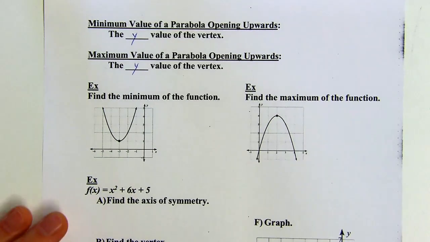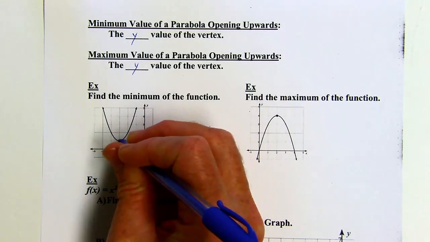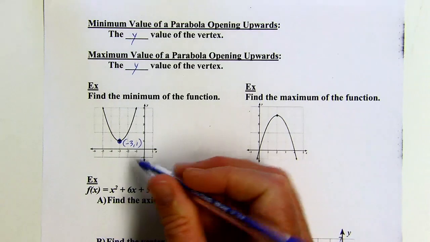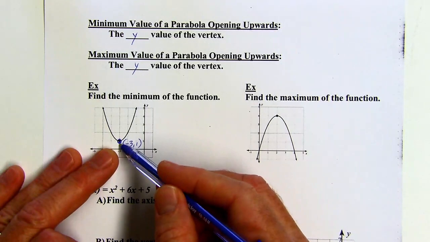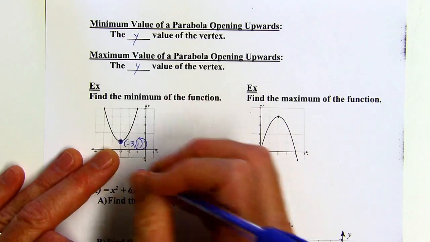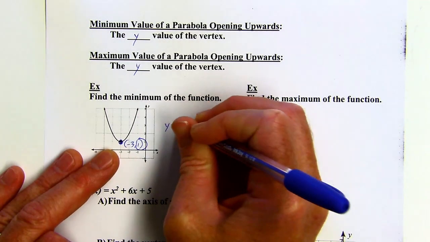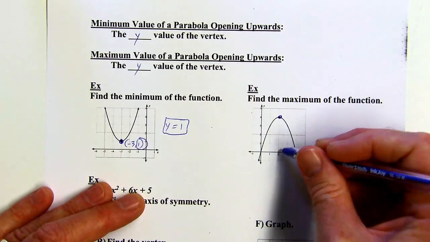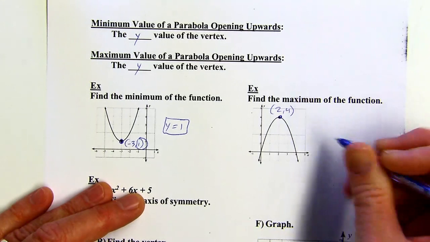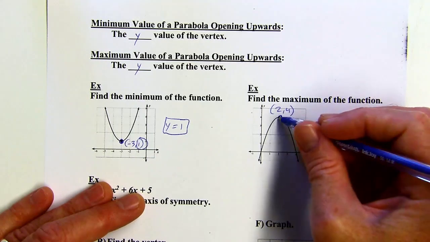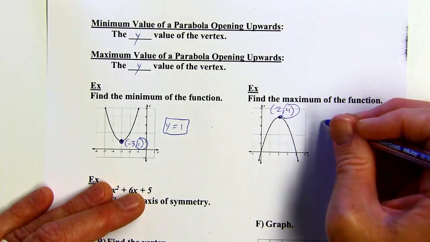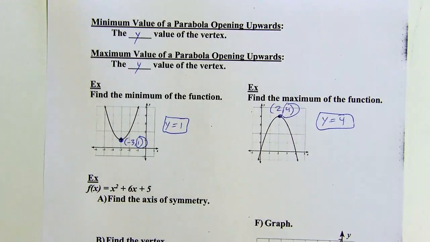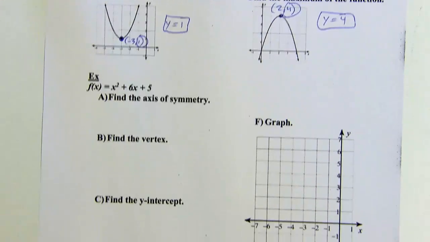Okay? All right, so let's find the minimum here. So I can see that this vertex is the point (-3, 1), but that's my minimum height, and the height is only the y, so I'm going to say that y equals 1 is the minimum. And then here, this is the point (2, 4), and that's a maximum because it's the highest point, but I'm only interested in the height when I'm talking about a maximum, so I'm going to say my maximum is 4. Okay? All right.